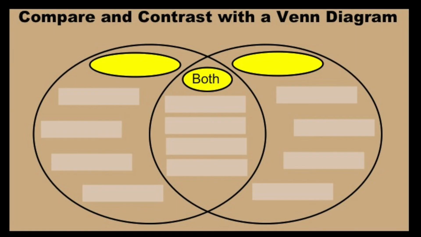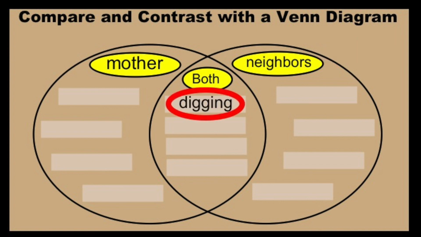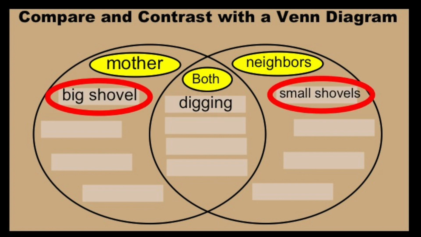Very good. We can use a Venn diagram to show what we're comparing and contrasting. We can show what the mother does on one side and contrast it to the neighbors on the other side. And in the middle, we can write what they both do the same. Well, they were both digging. The difference is that the mother was using a big shovel and the neighbors were using small shovels.